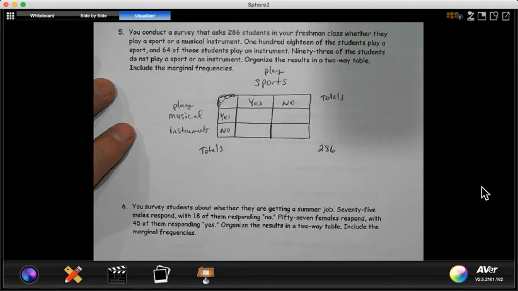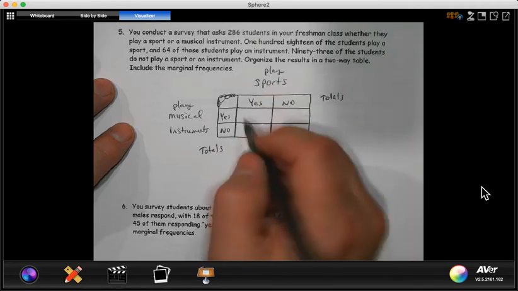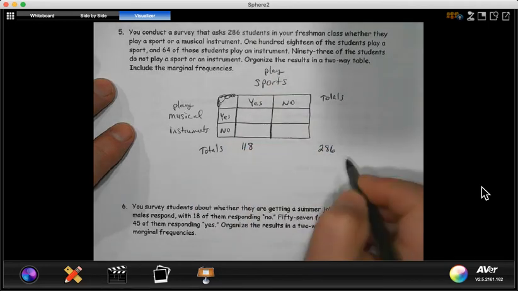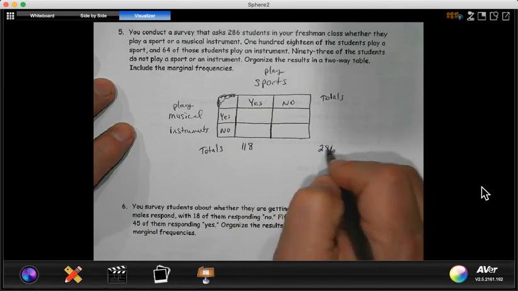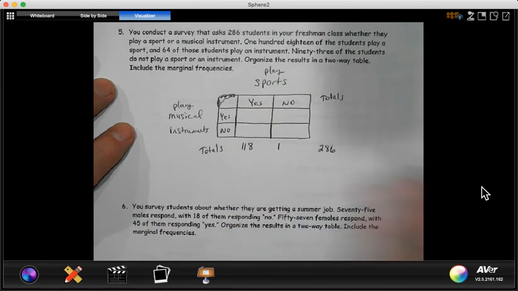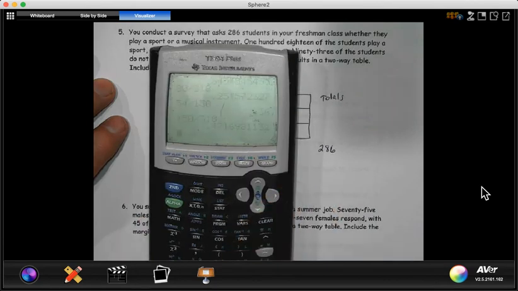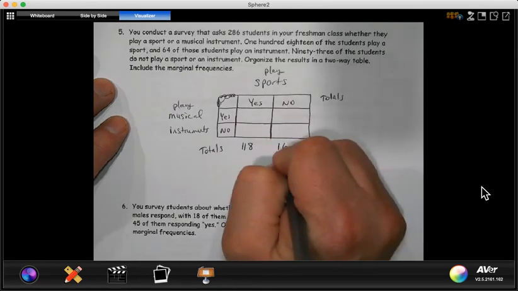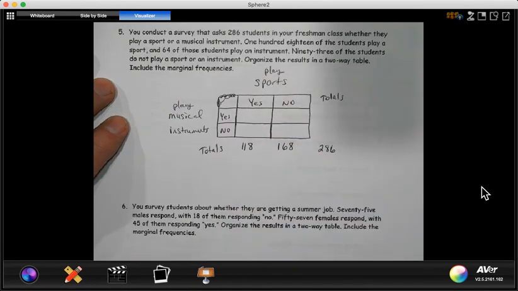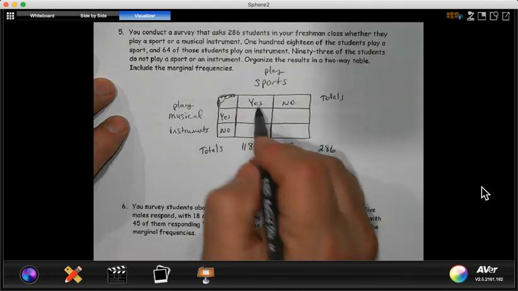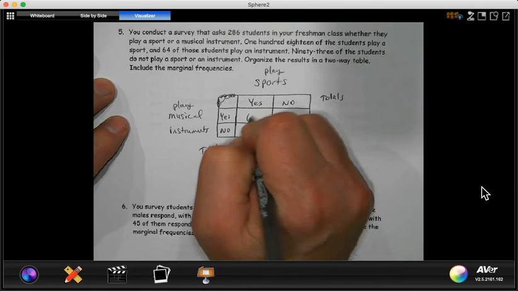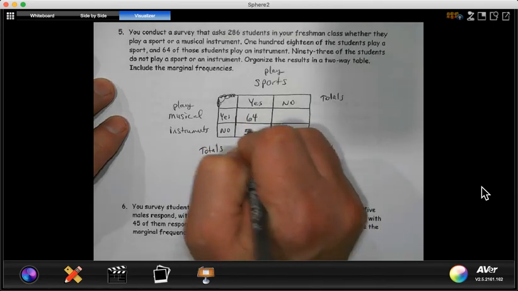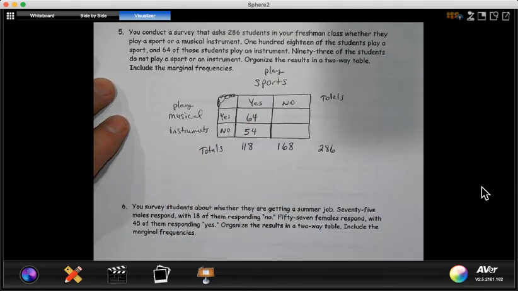118 of the students play a sport. So play sports, yes, 118. That means no is 286 minus 118. Don't want to mess that up. 168. Okay. And 64 of those students play an instrument. So yes and yes is 64. So that means there's 54 yes sports, but no instruments.